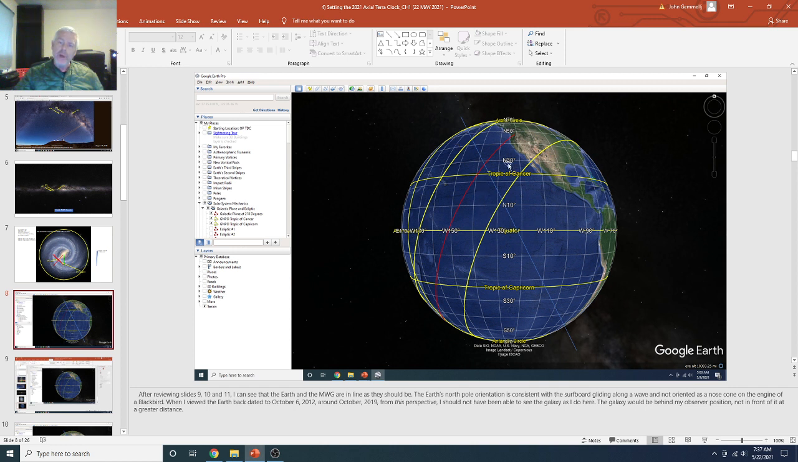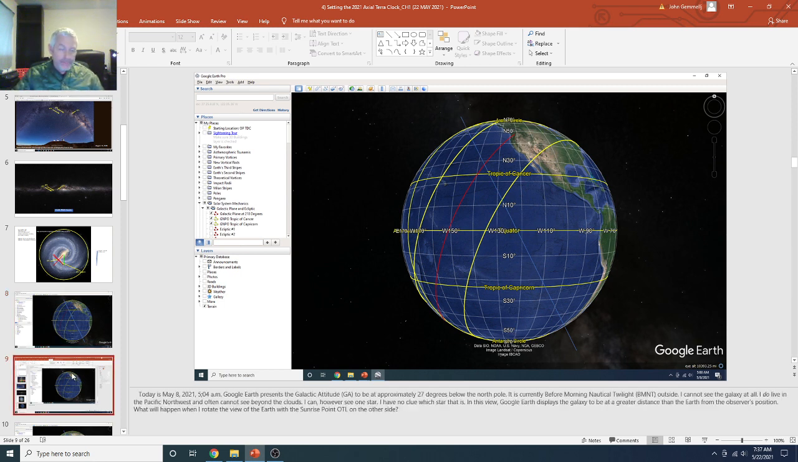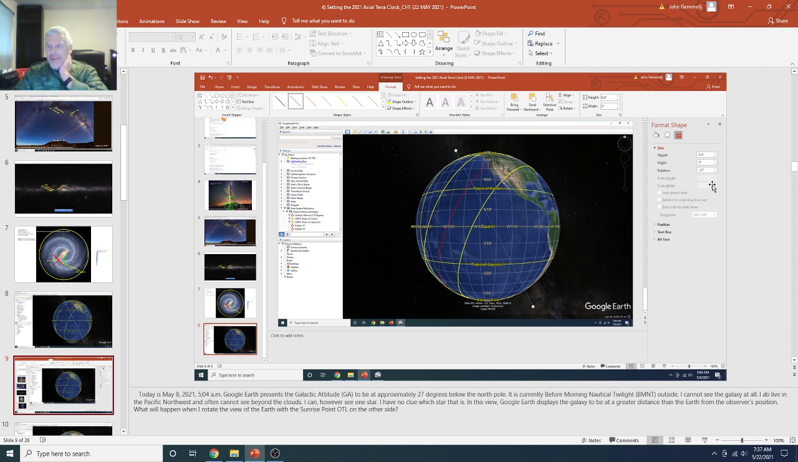Now you'll notice that the way that I have the Earth oriented, my particular azimuth of the red line from Sunrise Point is going in exactly the opposite direction. Well, if you flip the planet around, it's going in the right direction. And by the way, here's the North Pole at approximately 25 degrees above the galactic plane. And there you have it. 27 degrees in this particular instance.